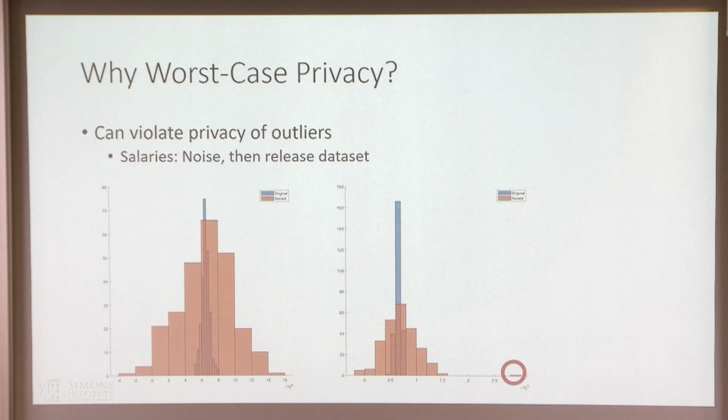I'm saying that if you wanted to, say, privately release the data set, forget about any particular statistics, then the one on the left would seem to maintain privacy, but the one on the right identifies that someone has a very high salary in this data set.